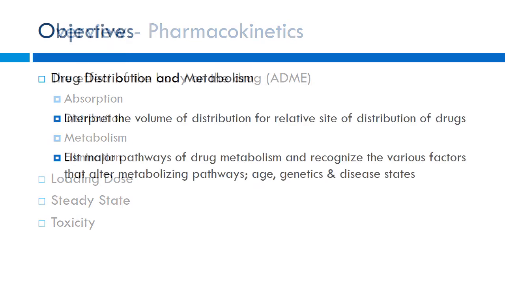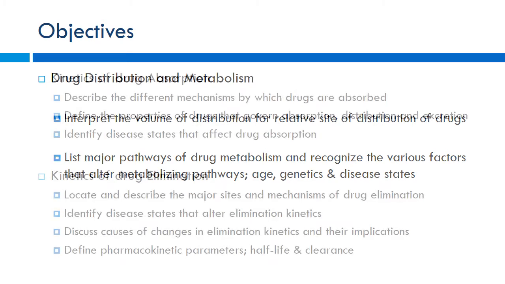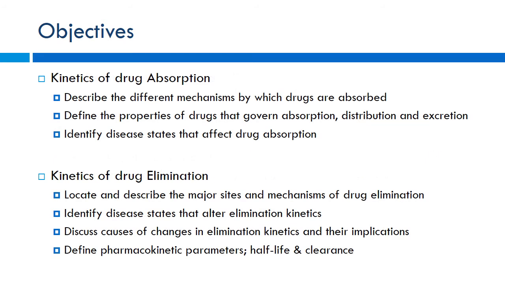Okay. All right. So we're going to look at drug distribution and metabolism. We'll talk about volume of distribution, how we can interpret that, and how the drug is getting distributed throughout the body. We'll also look at some of the major pathways for drug metabolism, and some of the factors that will play into that as well. And we'll look at the kinetics of drug absorption, talk about the different mechanisms by which drugs get absorbed, look at how disease states can be affecting this, and then we'll look at the elimination.